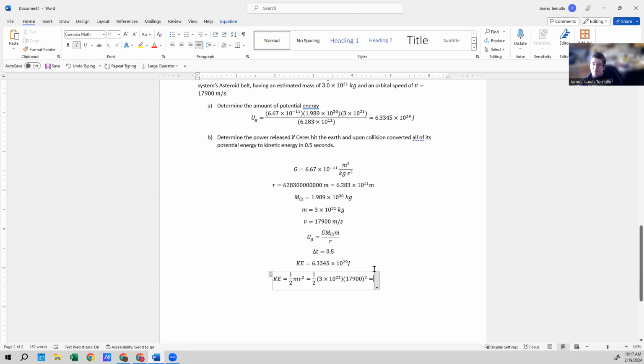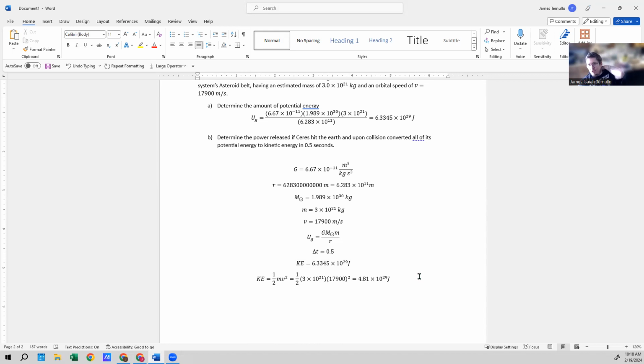Okay, so we have 1/2 and then the mass is 3 times 10 to the 21, and here we get 4.81 times 10 to the 29.